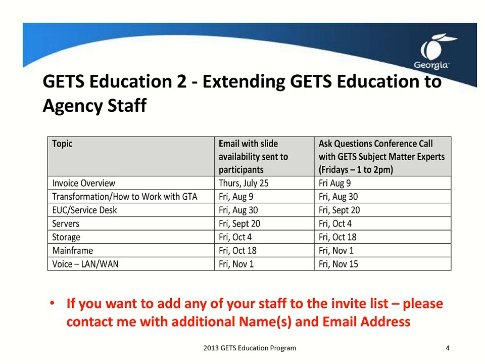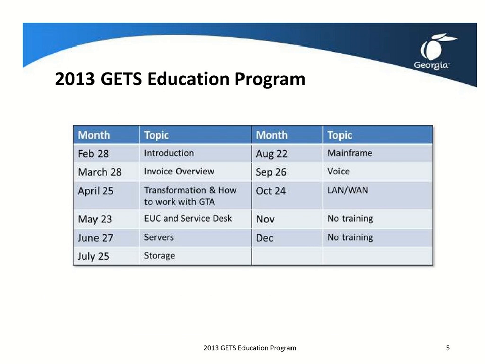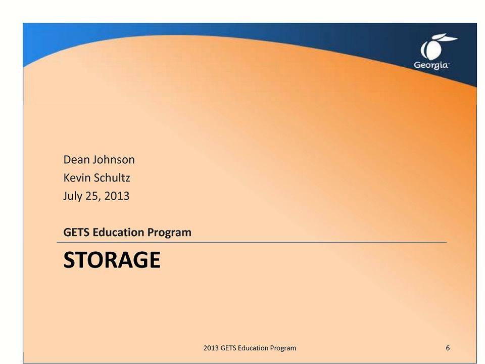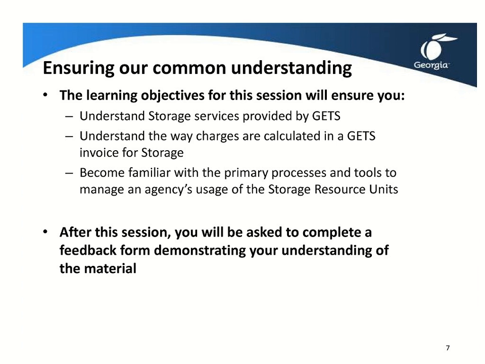So here's the Gets Education 2 schedule. You can see we're going to go through the same items: invoice overview, transformation, EUC, server storage, mainframe, invoice, WAN and LAN, and the dates that we're going to do that. So just a reminder of our schedule. This month, July is storage, and next month will be mainframe. So let's jump right into the storage section today.